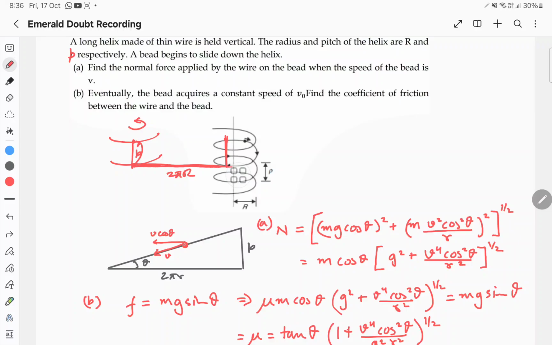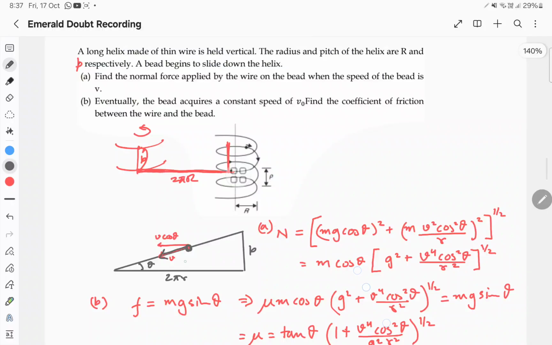Now it is sliding down, and over here is the bead, sliding down with velocity v, and they are asking to find the normal force applied by the wire on the bead when the speed of the bead is v. One normal force is going to come due to the weight, so your weight mg is downwards. It will have a component this way which is mg cos theta, and the normal reaction is going to be due to that.